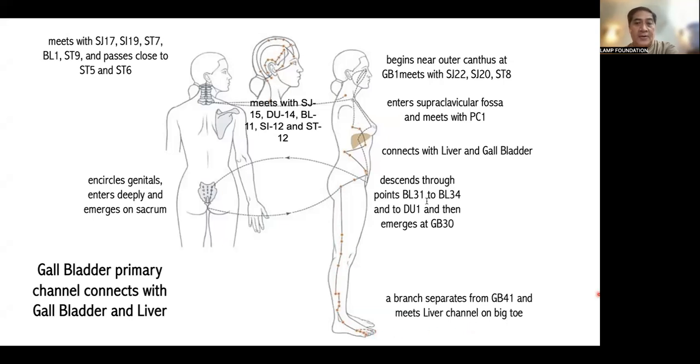at GB44. Finally, we have a branch that separates off the dorsum of the foot at GB41, and then it runs between the 1st and 2nd metatarsal bones to the medial tip of the big toe, then crosses under the toenail to join with the liver channel at liver 1.